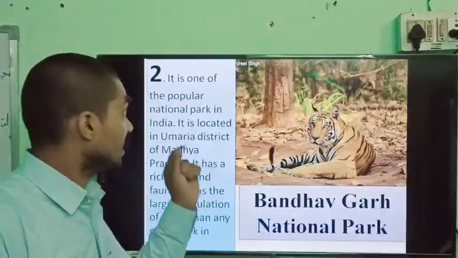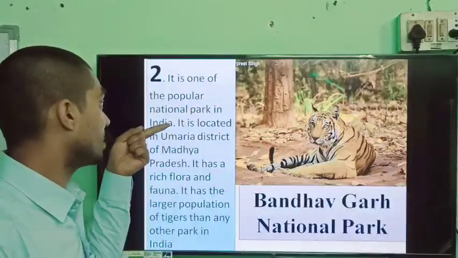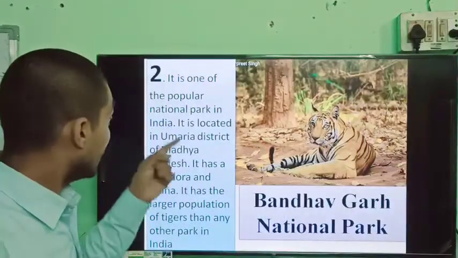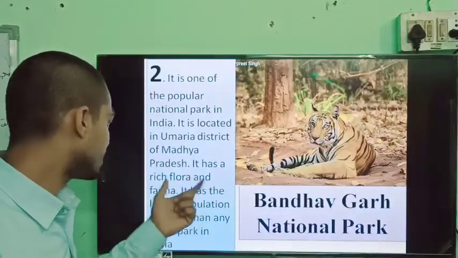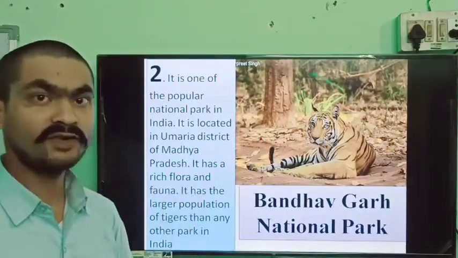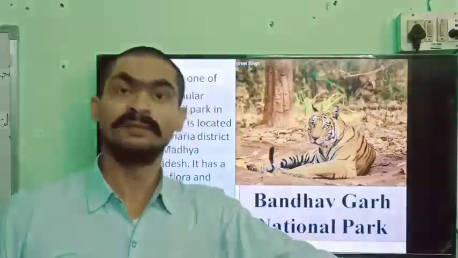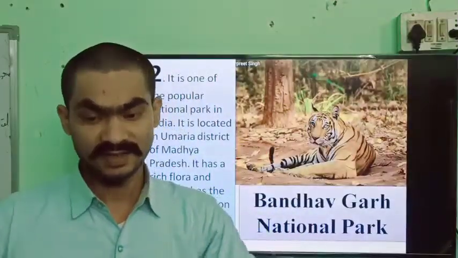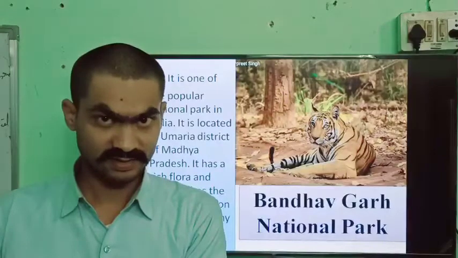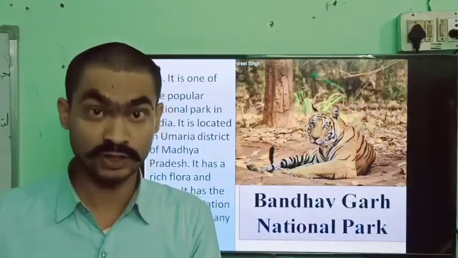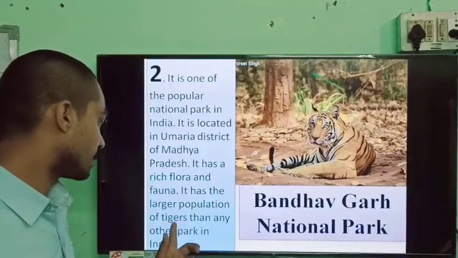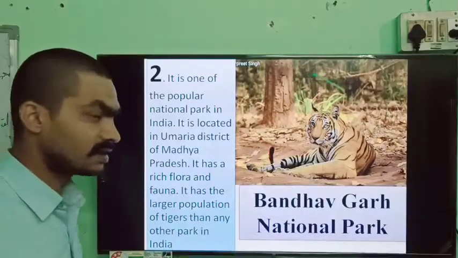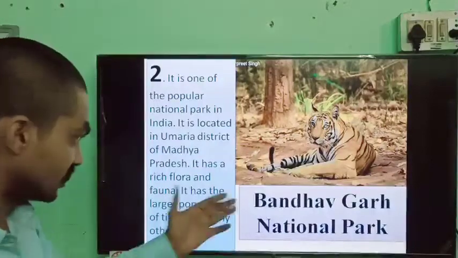Second, it is one of the popular national parks in India. It is located in Umaria district of Madhya Pradesh. It has a rich flora and fauna. Flora and fauna means the animals are there as well as the natural things that can be grown, like plantation and all. So everything is present there. It has a larger population of tigers than any other park in India. Many other parks are there, we will see in the chapter.